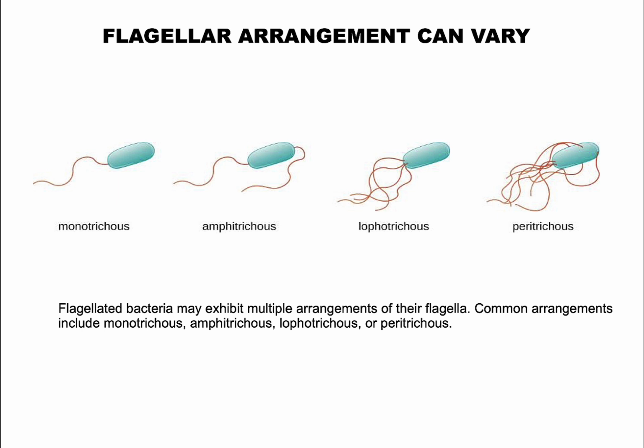Lophotrichous flagella are found in cells that have a tuft at one end. The gram-negative bacillus Pseudomonas aeruginosa, known for causing various infections including swimmer's ear and burn wound infections, has lophotrichous flagella. Peritrichous flagella cover the entire surface of a bacterial cell, such as E. coli, which exhibits a peritrichous arrangement.